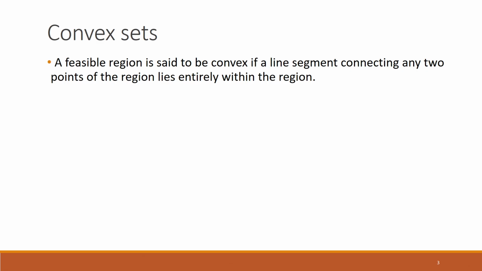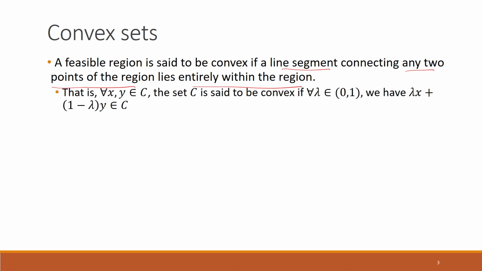A feasible region is said to be convex if a line segment connecting any two points of the region lies entirely within the region. What it is saying is that if you pick any two points in that region and join them by a line segment, then the entire line segment should lie within that region. Mathematically, it means as follows: for any points x and y belonging to this set C, the set C will be said to be convex if for all lambda lying in the interval 0 to 1, we have lambda x plus 1 minus lambda y also lying in this set capital C.